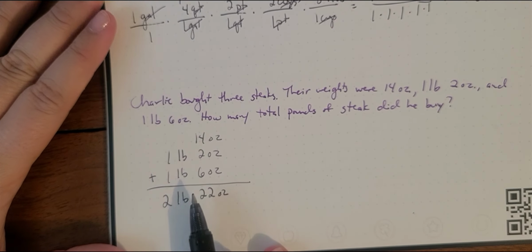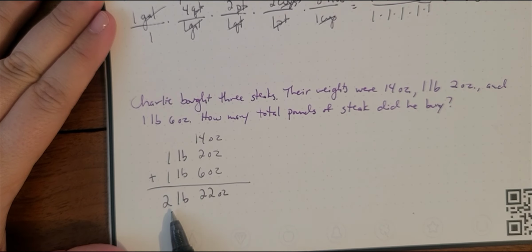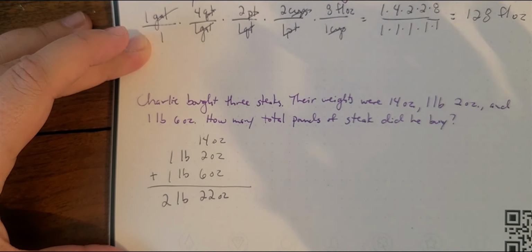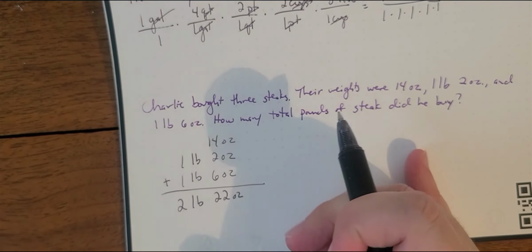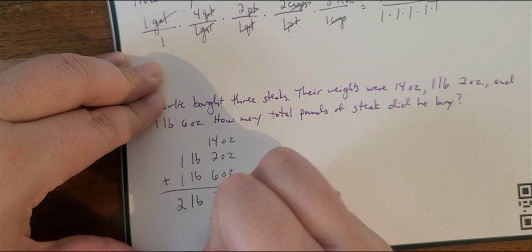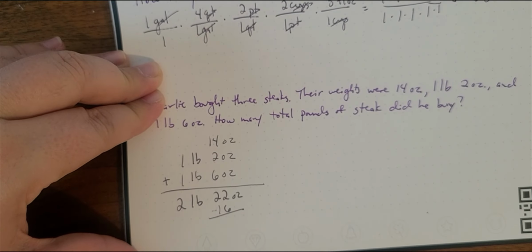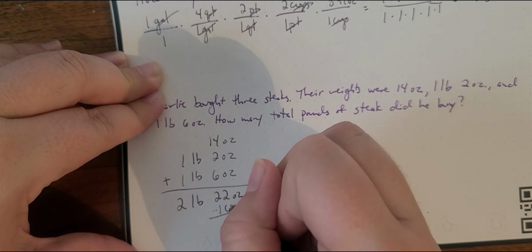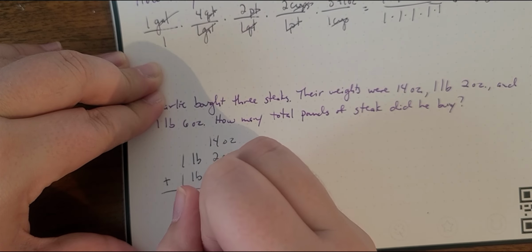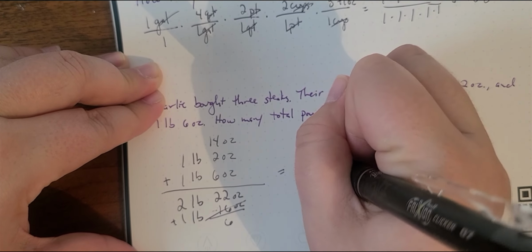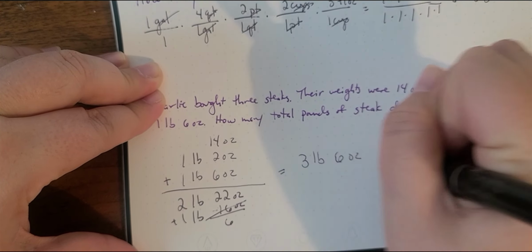Well, we want to be able to convert this 22 ounces into pounds and ounces. So we know that there are 16 ounces in a pound. So we can basically subtract that out, right? If we take 22 minus 16, we're going to get 6. So this 16 ounces now becomes 1 pound, right? So this is going to be equal to 3 pounds, 6 ounces of steak.